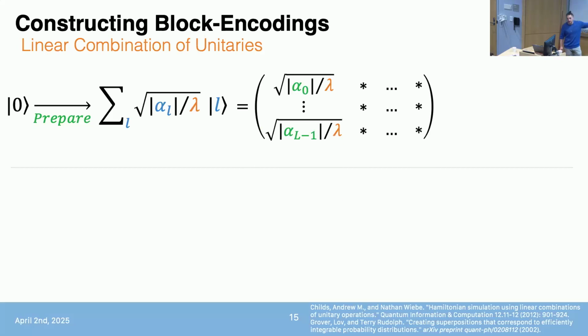Now, if you wanted to write out the matrix of this thing, it's going to look like this. Again, it's a bunch of stars. But the important thing is that we only care about the left column, because we're only using it in a case where we're applying it onto the all-zero state of something.